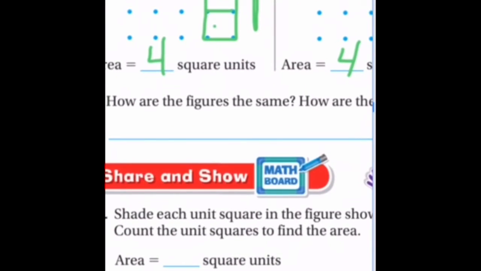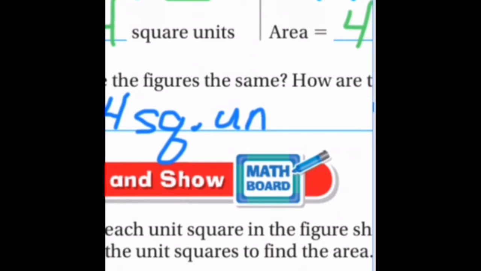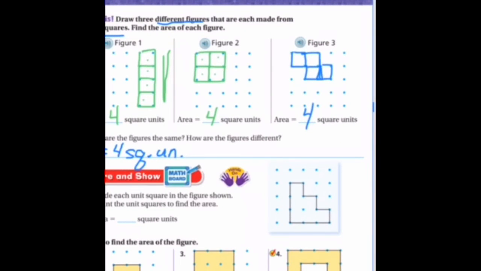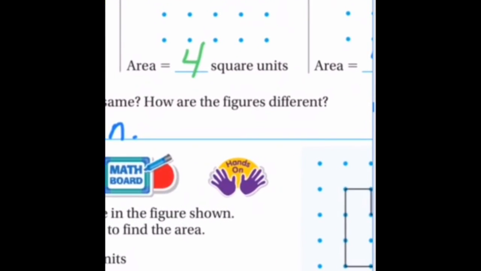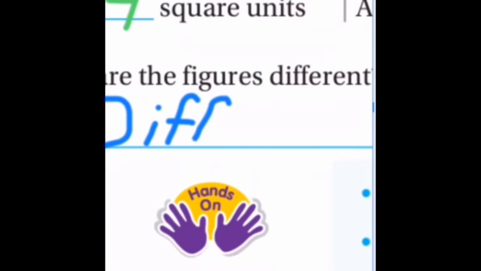So the question here, how are the figures the same? Well, they're the same because their area equals 4 square units. Sq is the abbreviation for square, and that's the abbreviation for units. All of them have the same area. They're all made of 4 individual little squares. And they are different, okay? They are different. Let me zoom in a little more. There we go. They are all different shapes.